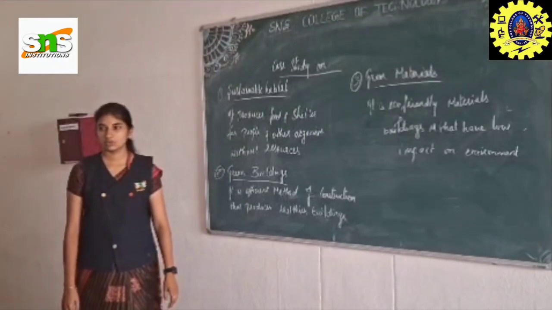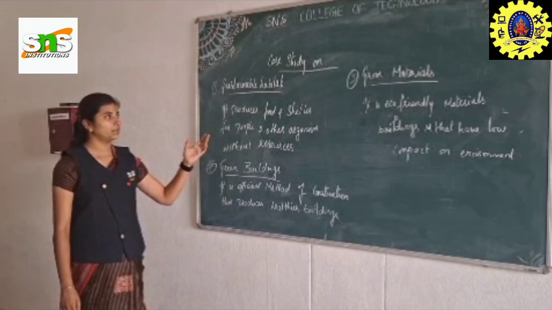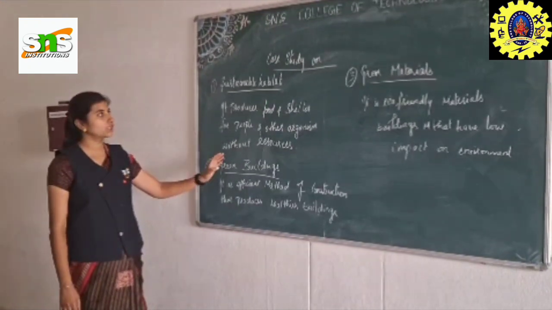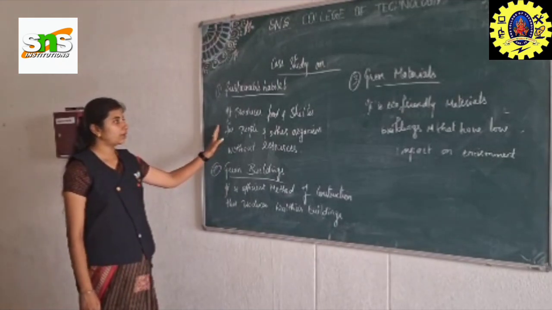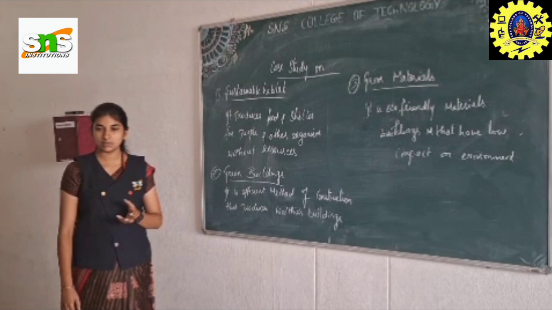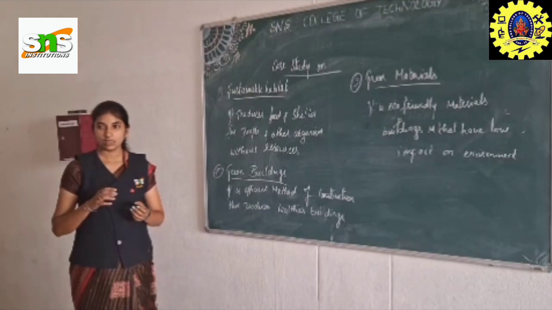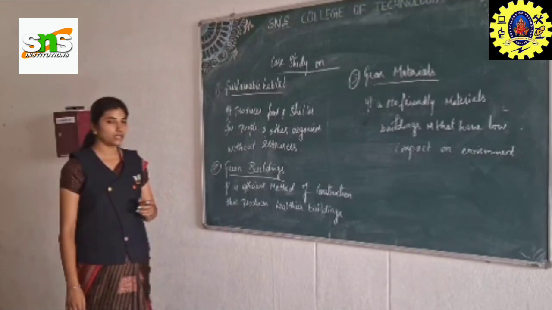Evening. Today I am going to talk about the case study of sustainable habitat, green buildings and green materials. This is a major cause of the sustainable products, which is that the sustainable habitat produces food and shelter for people and other organisms, which is mostly frequently used in sustainability. Okay, so those are the basic general points, and next we are going to see about green buildings.